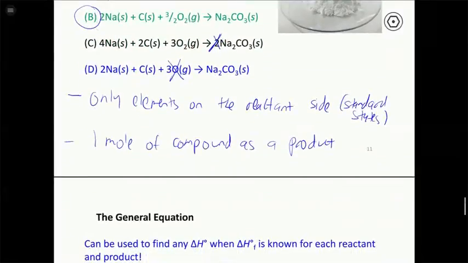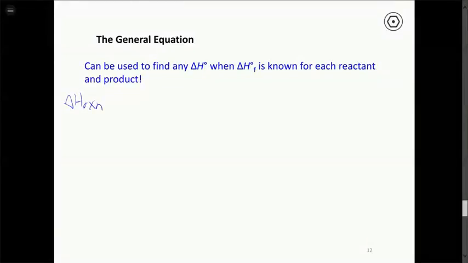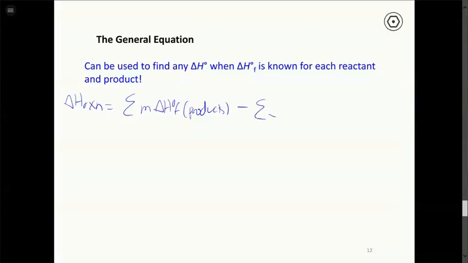All right, but what's the more important part that we're going to get into last today is how do we use delta H of formation to find any delta H for a chemical reaction. So we have a very simple equation. It's similar to the one that we've seen before, which is that the enthalpy for a chemical reaction, delta H, the enthalpy change, is going to be the sum of the delta H's of formation for the products minus the sum of delta H of formation for the reactants.